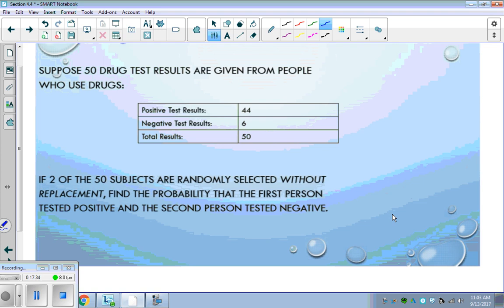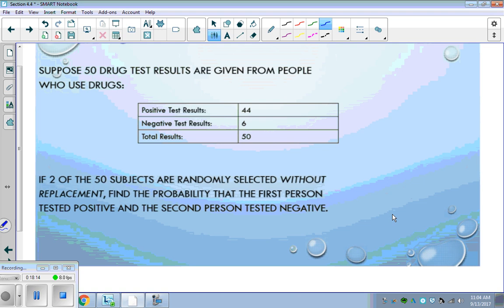Okay? So right now we're already given that the person uses drugs. Everybody that was tested used drugs. How many total people were tested? 50. Of those people, how many had positive results and negative results? They are dependent events, aren't they? Because I'm going to choose a person, and I'm not going to put them back in because it said without replacement. Then I'm going to choose a second person.